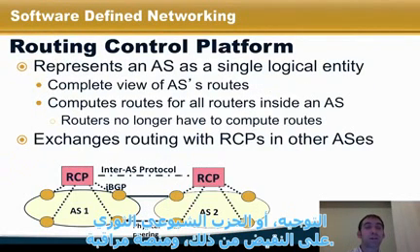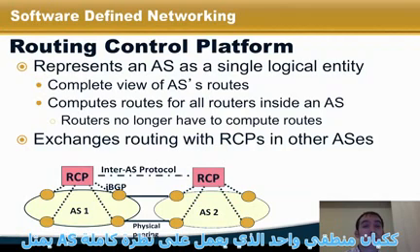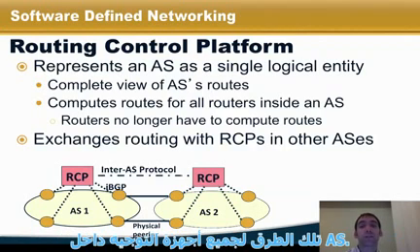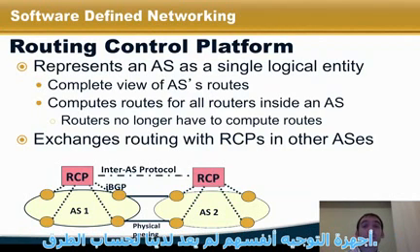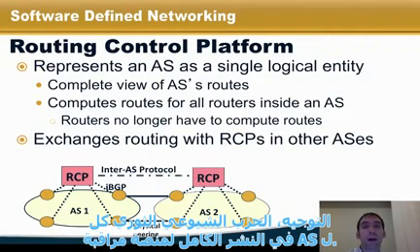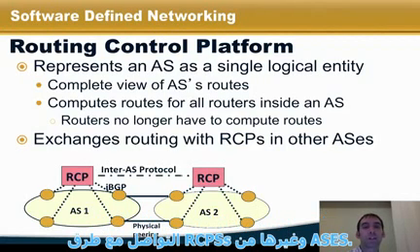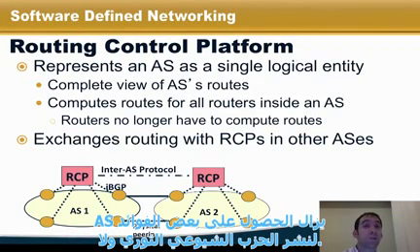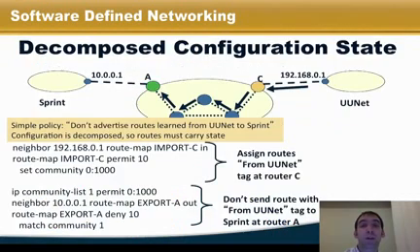By contrast, the Routing Control Platform, or RCP, represents an AS as a single logical entity. It operates on a complete view of an autonomous system's routes and computes those routes for all routers inside an AS. The routers themselves no longer have to compute routes. In a complete deployment of the Routing Control Platform, each AS's RCP communicates routes with RCPs in other ASs. But there are incremental deployment phases that allow a single AS to deploy an RCP and still gain some benefits.